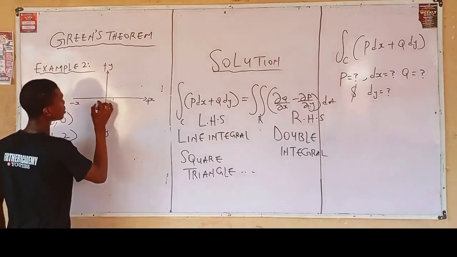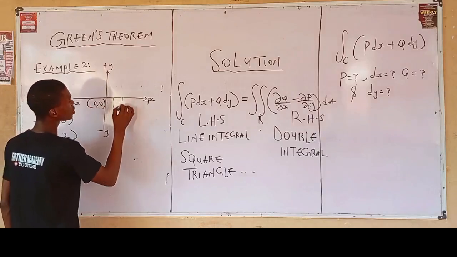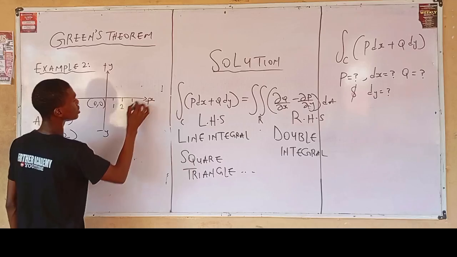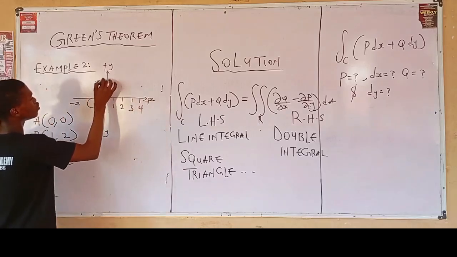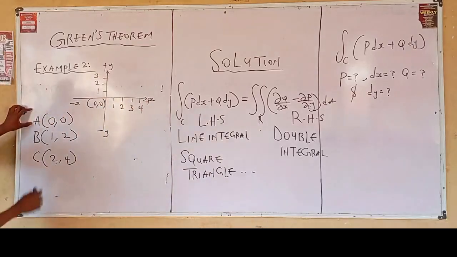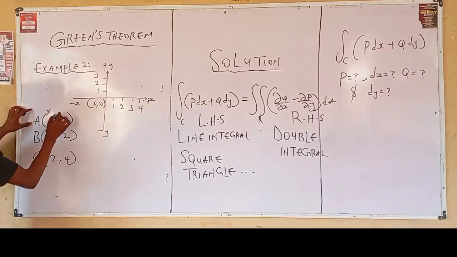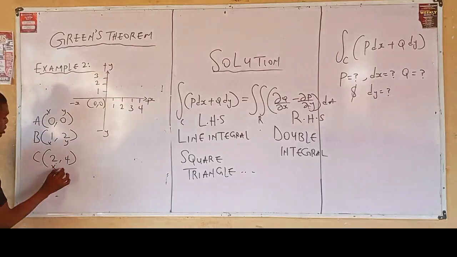So of course I have (0, 0) at the origin. This is 1, this is 2, this is 3, this is 4, right? Similarly, I have 1, 2, and 3. Now from here, for A, this is x, this is y. This is x, this is y. This is x, this is y.